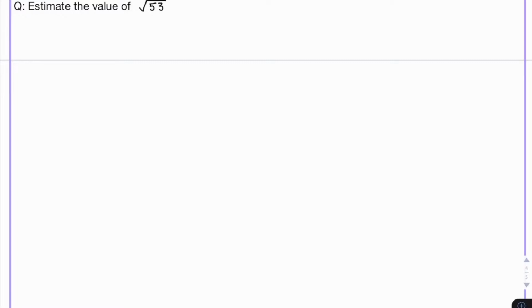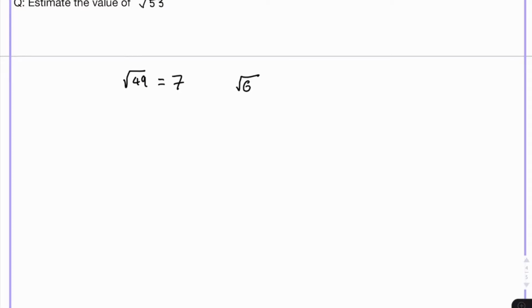We have to estimate the value of the square root of 53. So we know that the square root of 49 is going to be equal to 7. And the square root of 64 is equal to 8. So we know that 53 lies somewhere between these two integers, 7 and 8.